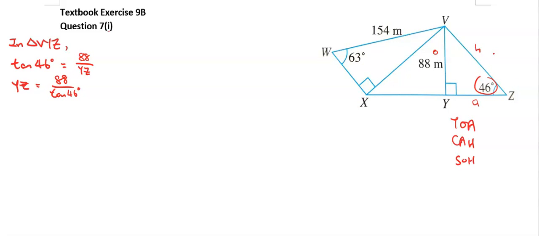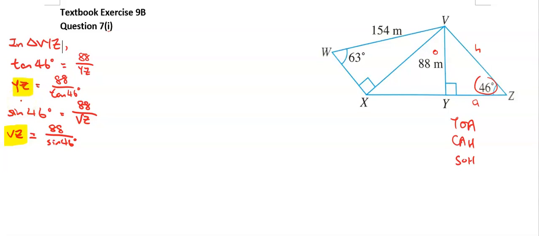Next we make use of the same triangle. We try to find this hypotenuse VZ. We use this 88 meters that is given. So opposite and hypotenuse, we use sine. Sine 46 degrees equals opposite 88 over hypotenuse, which is VZ. So VZ equals 88 over sine 46 degrees. I'm going to highlight these two in the working, so that later on when we find the perimeter, we know these are the sides that we have to add up.